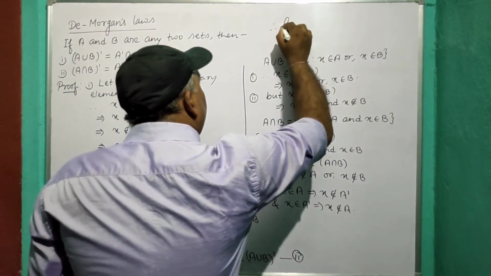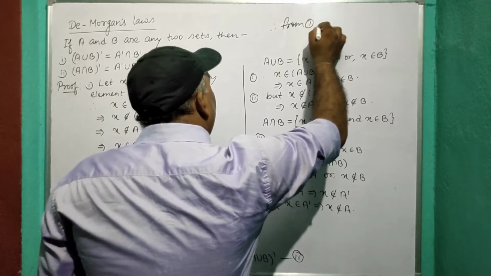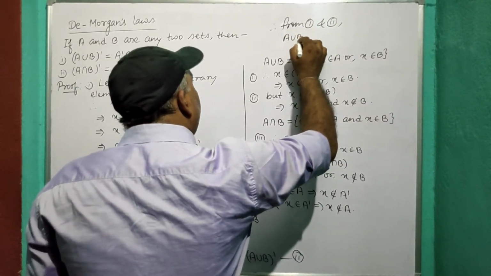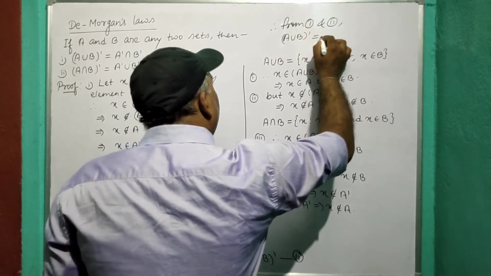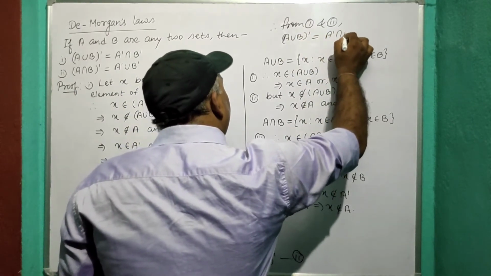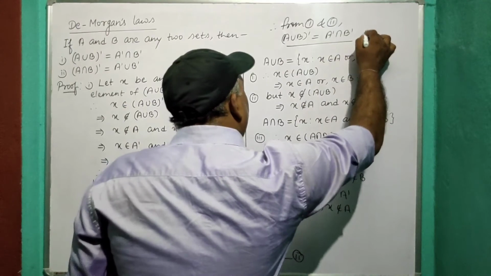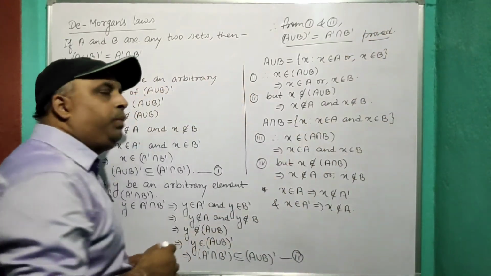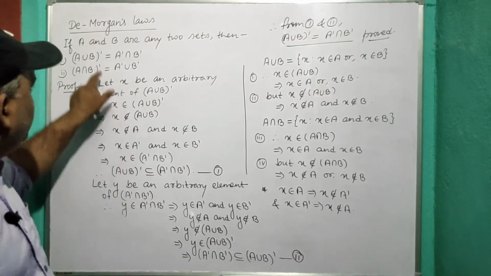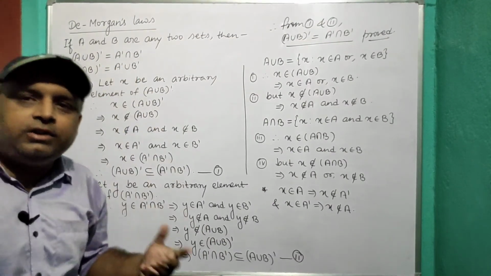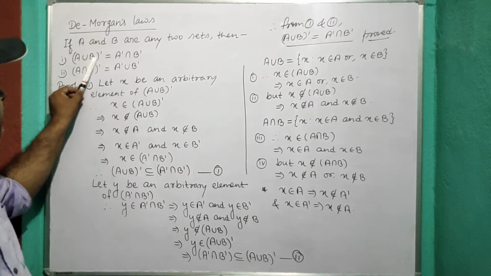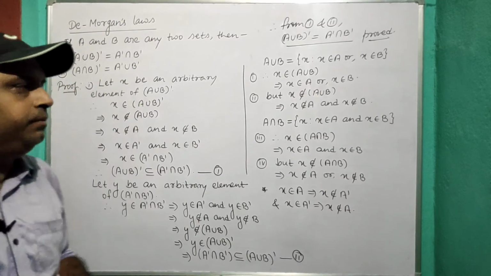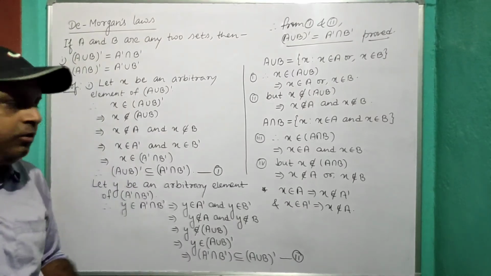So from 1 and 2 you can write that (A union B)' is equal to A' intersection B'. So this is the proof of the first part, because to show that these two are equal it is sufficient to show that this is a subset of this one and this is a subset of this one. So this is the proof of the first part.